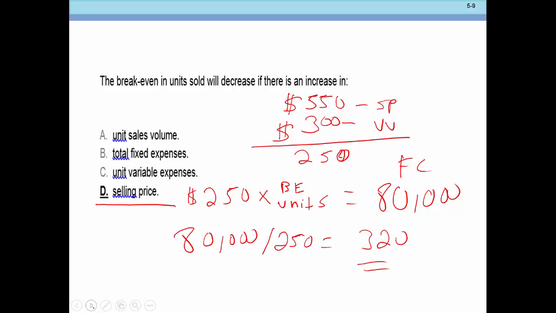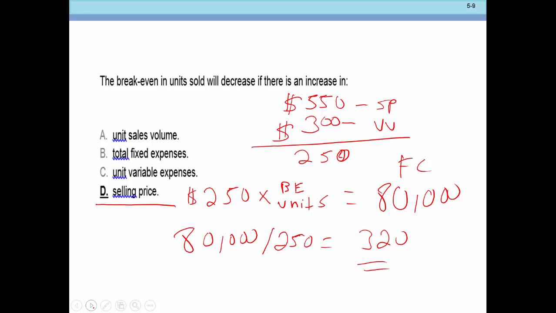I subtracted the variable cost, VC, from that. That gives me $250 per unit as my contribution margin. I set the problem up the same way every time. I take my contribution margin per unit times my break-even units, set that equal to my fixed cost, and the problem we were just looking at was 80,000, wasn't it? And when I do the algebra, they tell me that my break-even units is 320.